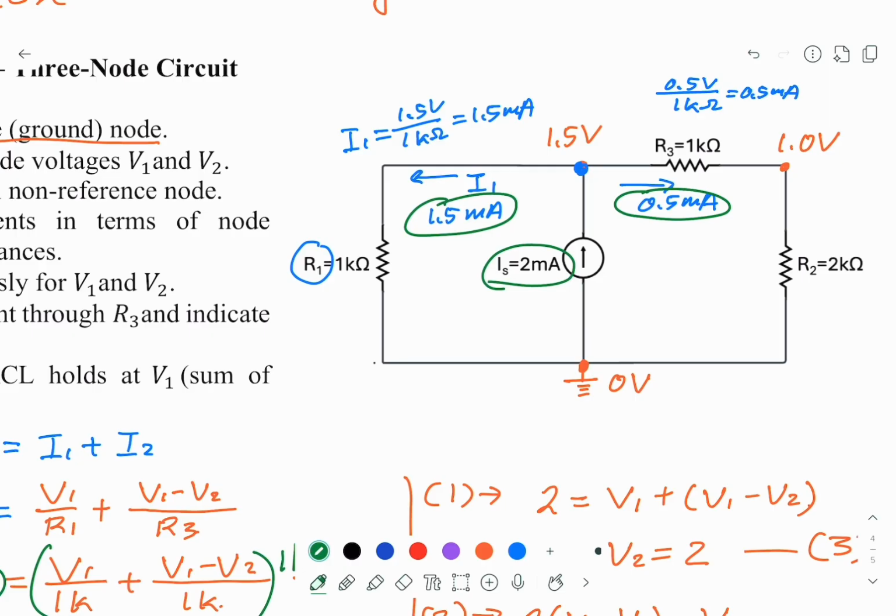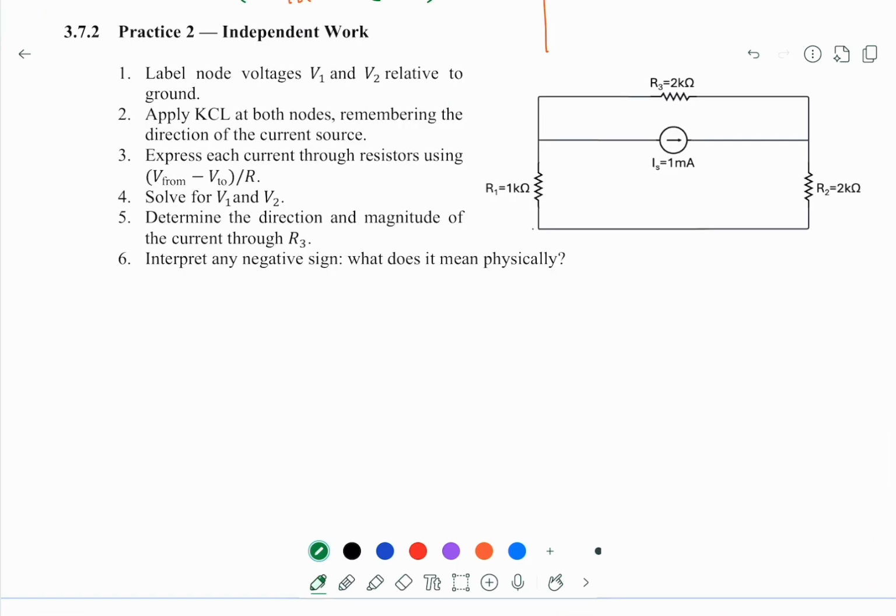Why? Because this is 1 volt, this is 0 volt. So the current passing through here is 1 volt over 2K, and again it's 0.5 milliamp. And this is I3, and I2 and I3 are equal, of course, because they are along the same path. So everything is consistent. Let's look at this practice.